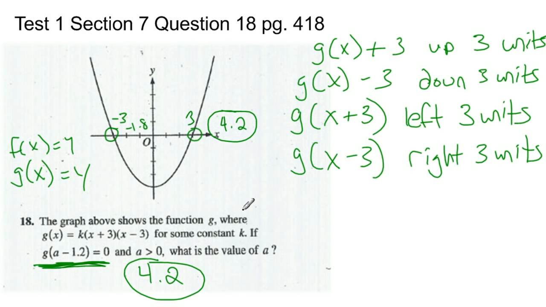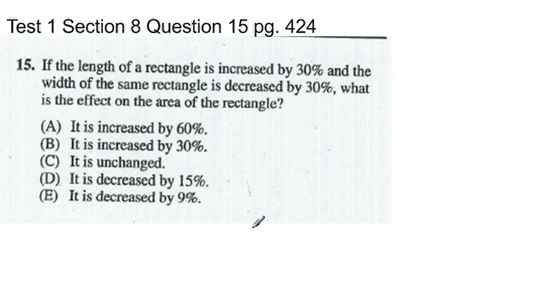Finally here, we're looking at Test 1, Section 8, Question 15. This can be found on page 424. Again, this is ranked in 5 difficulty, but can be done very, very easily using simple strategy. Again, I would consider this a substitution method here. Let's read through the question. It says, if the length of a rectangle is increased by 30% and the width of the same rectangle is decreased by 30%, what is the effect on the area?